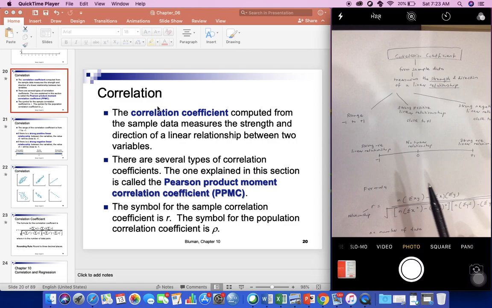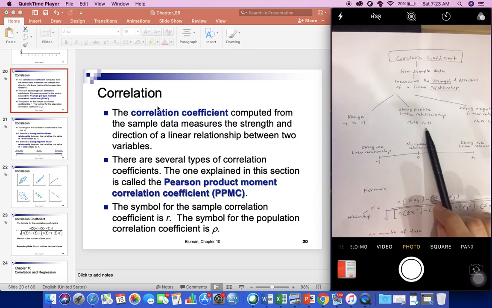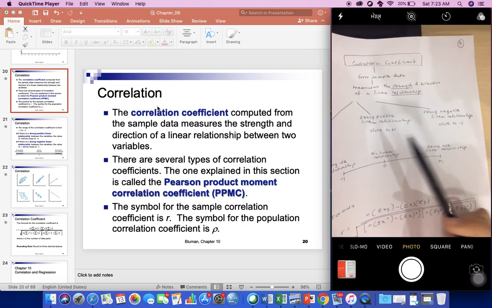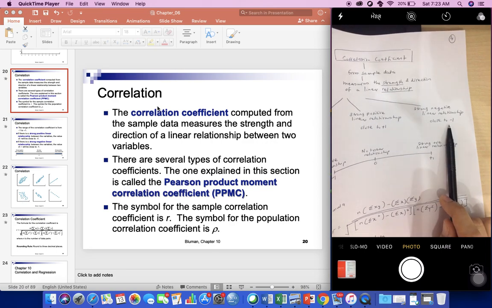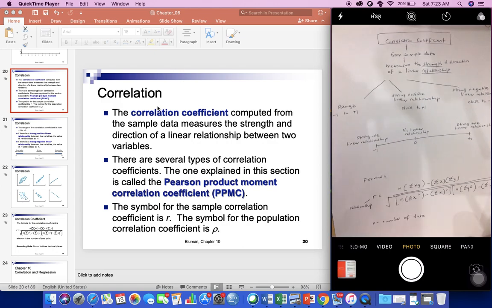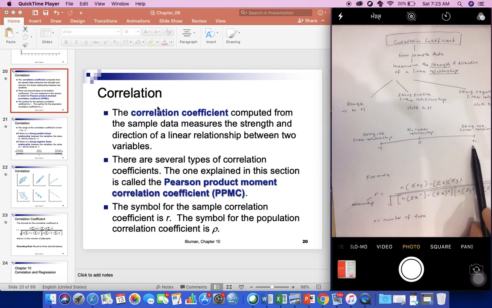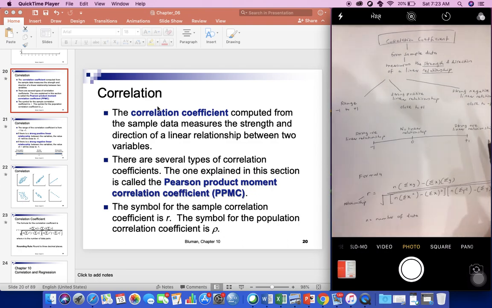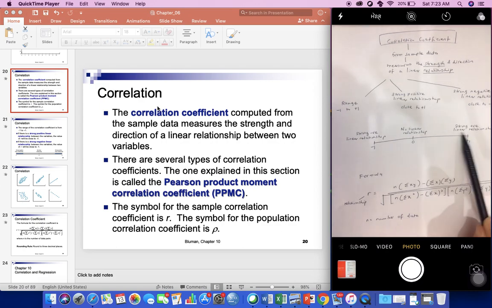If your relationship is close to +1, it means that your relationship is a strong positive relationship. But if your relationship is close to -1, it means a strong negative relationship. When you draw the scale, you can see -1 and +1 here. Close to -1 means strong negative, and close to +1 means strong positive relationship.